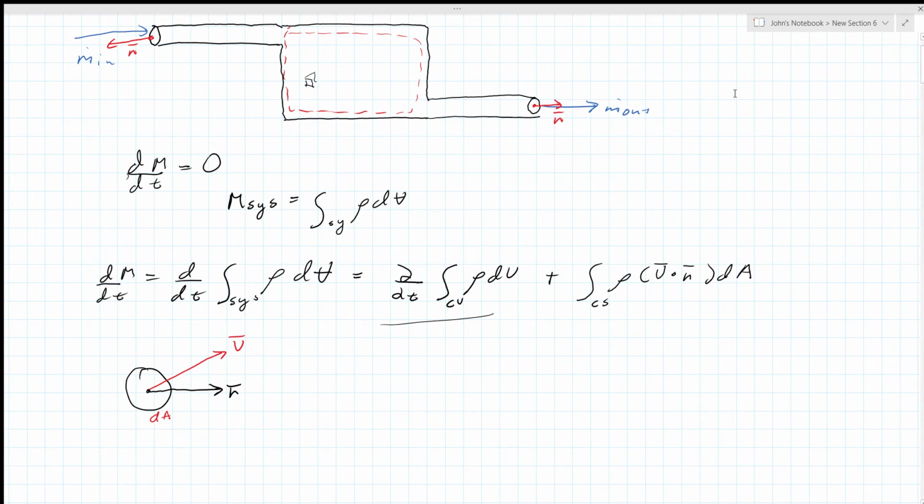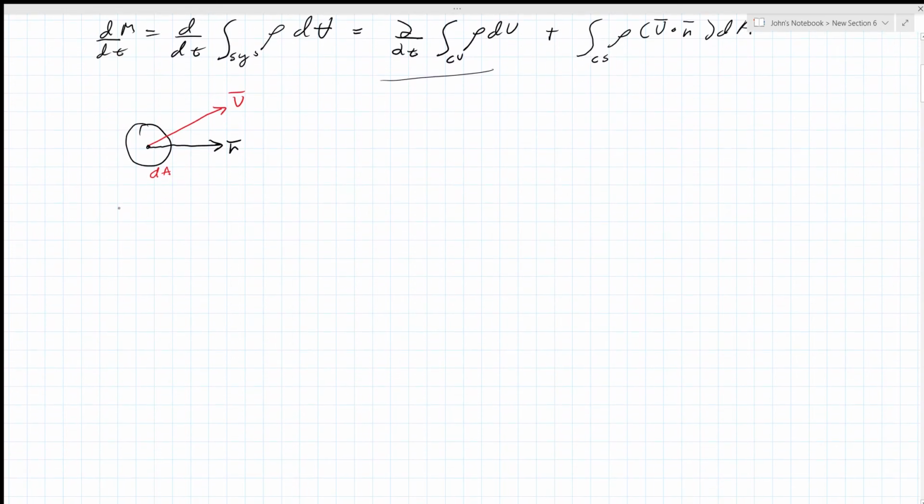Again, there's just one inlet and one outlet for this, so I'm just looking at this circular diameter here and this circular diameter here. If this entire thing was open, I'd be looking at the entire surface area of my control volume. So let's move on. Let's go down here and write it again.